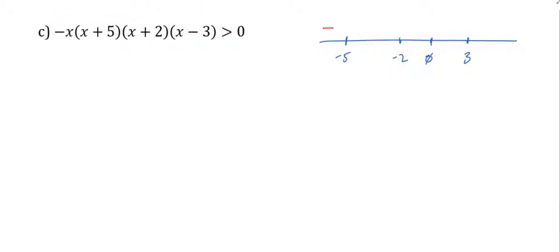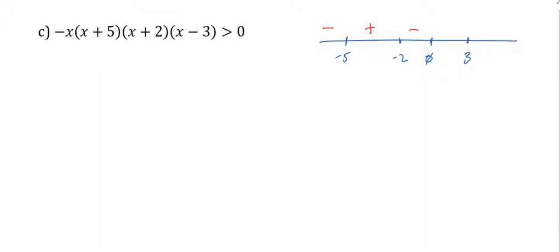Now I pick something between -5 and -2. What's a number between -5 and -2? -3. So -3 is positive. -3 plus 5 is positive. -3 plus 2 is negative. -3 minus 3 is negative. 2 negatives make a positive, so that interval is positive. Now something between -2 and 0, so -1. That's positive, positive. -1 plus 2 is positive, and then negative. So that's going to be negative.